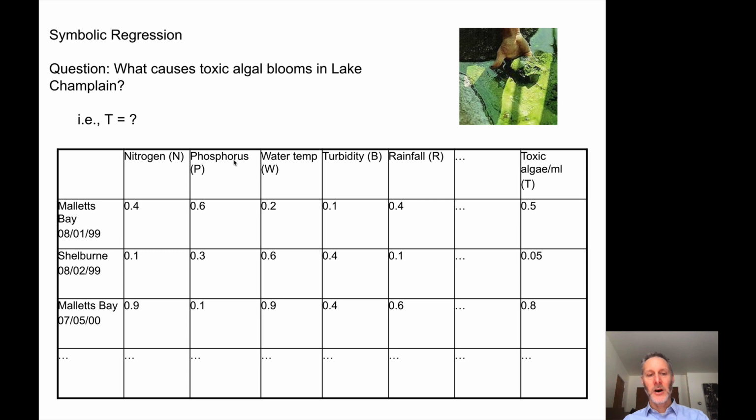How much nitrogen is in the water, how much phosphorus is in the water at that time, what's the temperature of the water, how easy is it to look through the water, how transparent is the water, how much rainfall has there been in the last day, and so on. These are all our independent variables, x1, x2, x3, x4, x5, and we want to see whether we can find a relationship, or an equation built from all of these parts, that predicts T, the actual amount of toxic algae found in the water at that time.